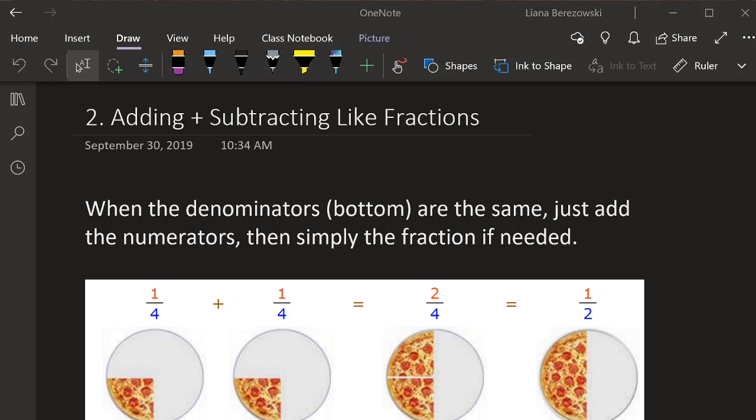So we're going to leave it with yesterday's lesson for equivalent fractions. And if you have questions, let me know, or try and watch some videos on your own. But we're going to get into today's topic, which is adding and subtracting like fractions.